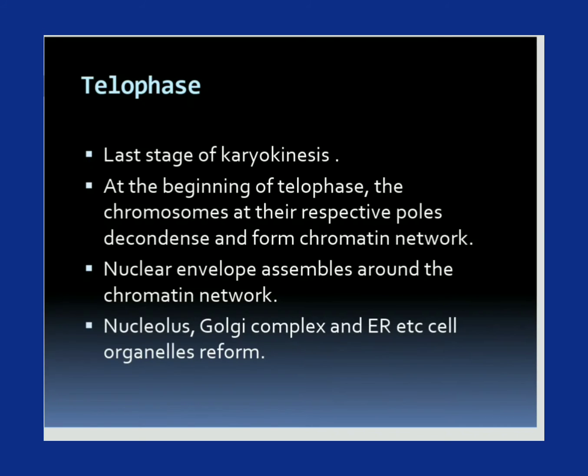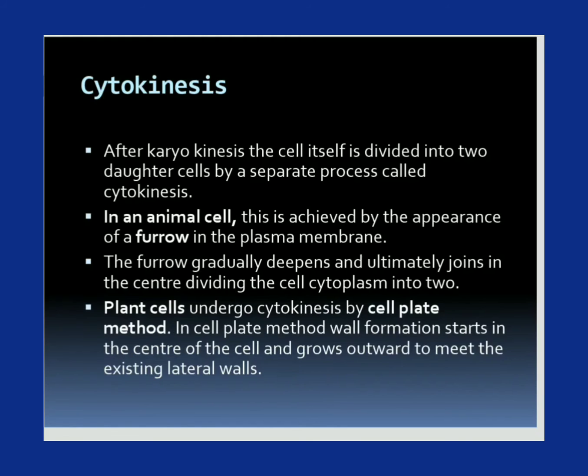Next, the last phase of the karyokinesis, that is the telophase. At the beginning of telophase, the chromosomes at their respective poles decondense and form the chromatin network. The nuclear envelope assembles and all the cell organelles will reappear. So this is quite opposite to the prophase, because all the cell organelles are reappearing. Decondensation of the chromosomes to form the chromatin network takes place, and the nuclear envelope, that is the nuclear membrane, again reappears in this phase.